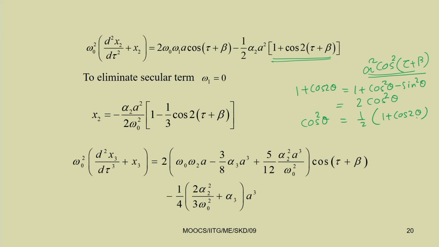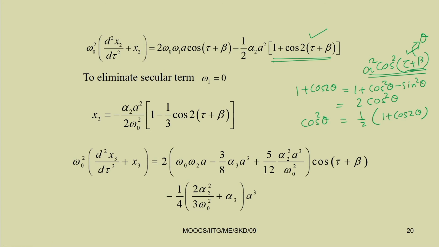So cos square theta can be written as half times 1 plus cos 2 theta. In this equation, if you equate it, cos square tau plus beta, where tau plus beta is theta, becomes half into 1 plus cos 2 theta. That is written here: minus half alpha 2 a square is kept here, with 1 plus cos 2 theta as tau plus beta. This way you can expand the second term.